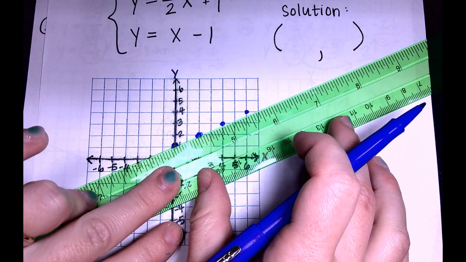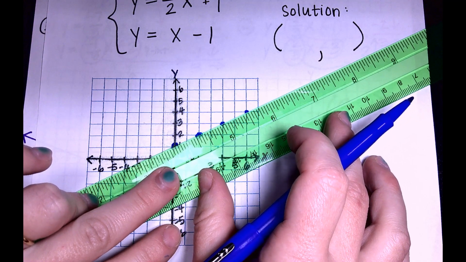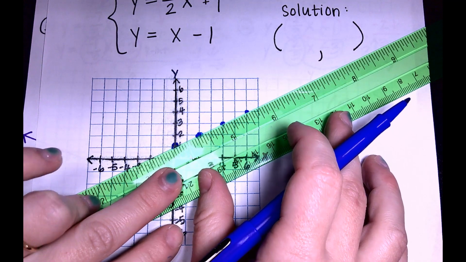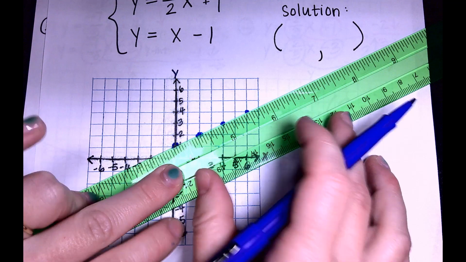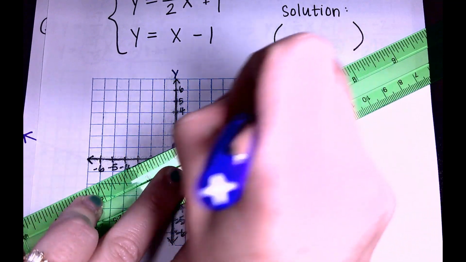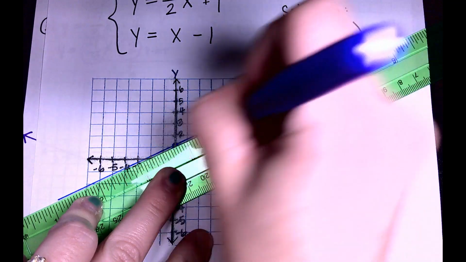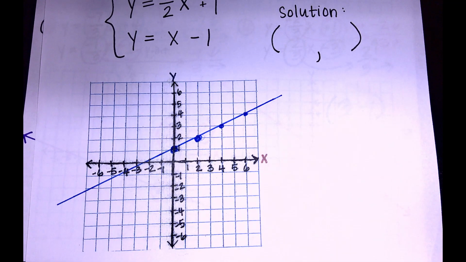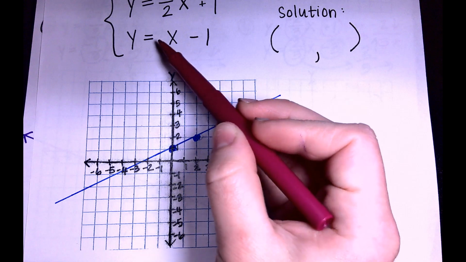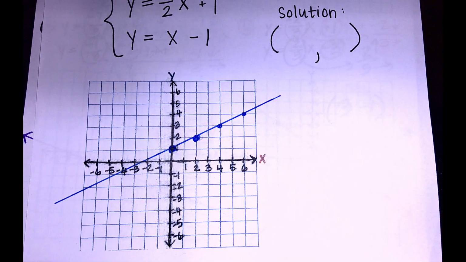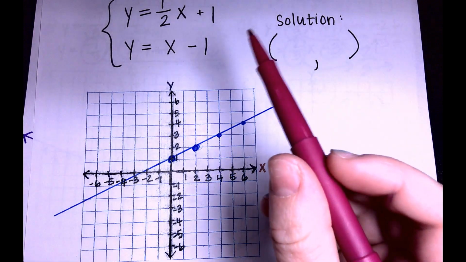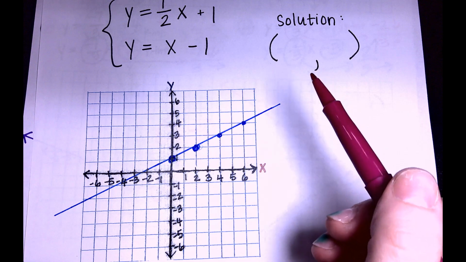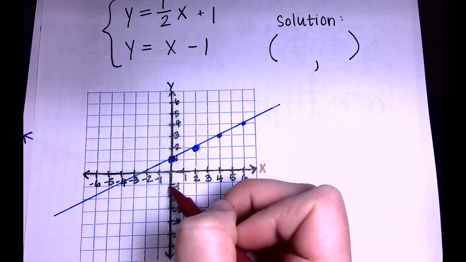Drawing the slope more than once is always going to give you a more accurate answer. So instead of just 2 points, I would suggest at least 3, maybe even 4. So this would be the first line. Now, if I look at the second line, y equals x minus 1, what would my starting point be there? -1. Okay, so I've got that.